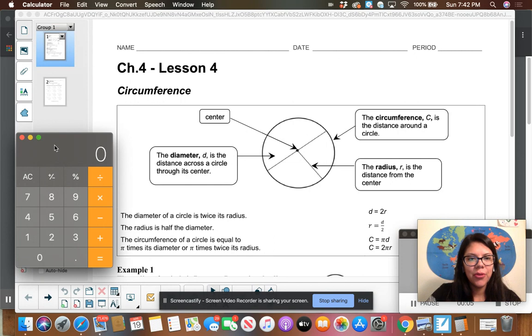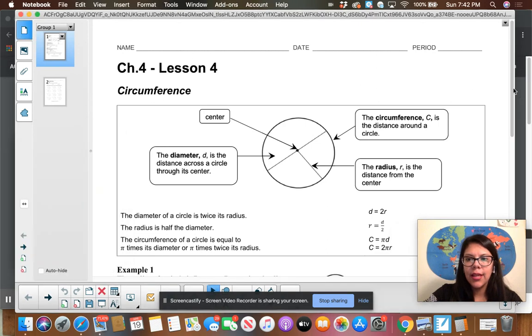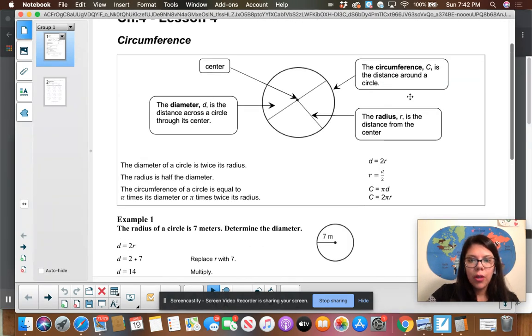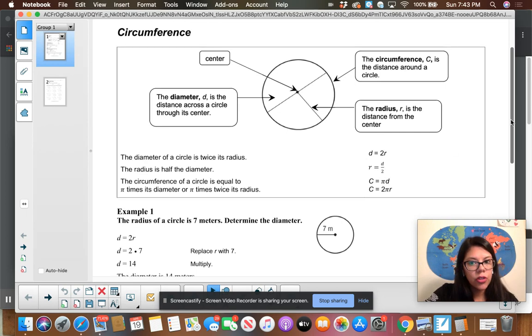This is Miss Q. We are talking about circumference today, so super easy lesson. Let's get started. Okay, so let's just talk about the parts of our circle. We have the long one, the full length is your diameter, the half, the radius. Okay, so radius is half of the diameter. This is all just a review.